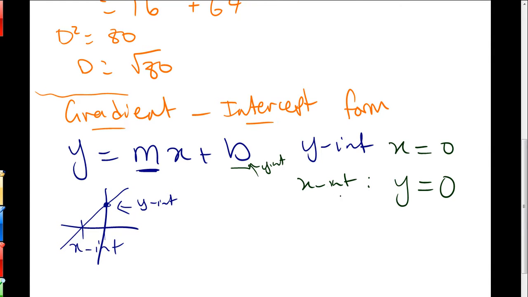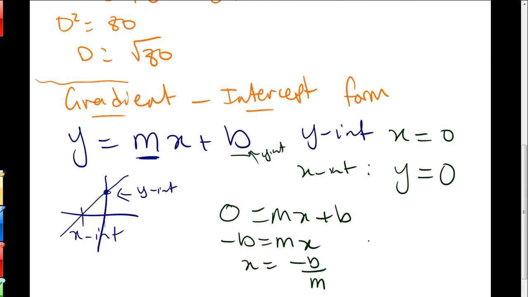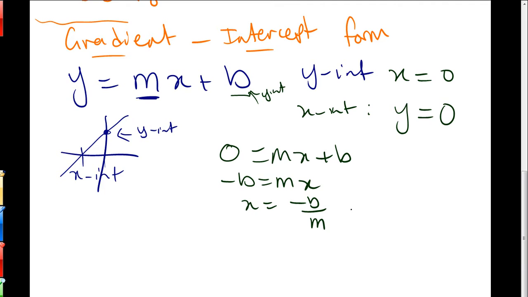For the x-intercept, that's a little bit trickier, obviously, because you're making y 0 now. So you've got to make this one become 0. When you let that be 0, there it is: 0 equals mx plus b. For the x-intercept, you're solving for x. It's not hard. You take away b, then divide by m to make x the subject, so minus b over m. That would be your x-intercept.